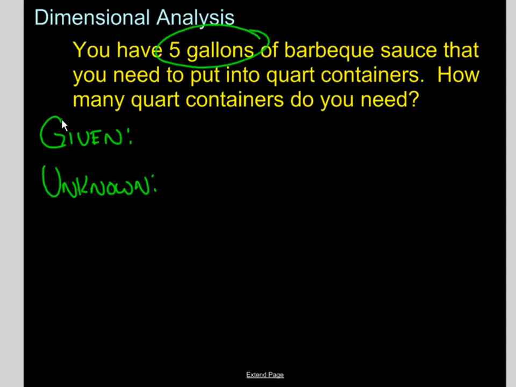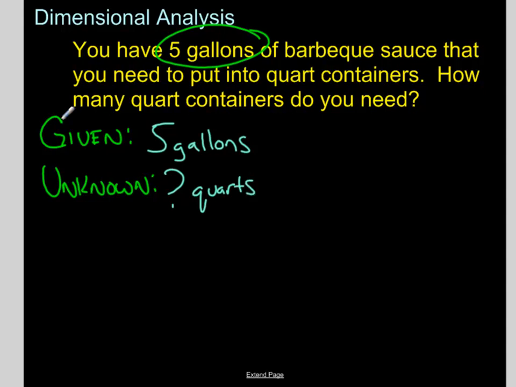I want to write down my given, and then I'm going to write down my unknown. So in this case, my given is 5 gallons of barbecue sauce. I know that I have 5 gallons. That's my given. My unknown is always what I'm looking for, and I always like to put a question mark and then the units of what it is, and that tells me what I need to convert.